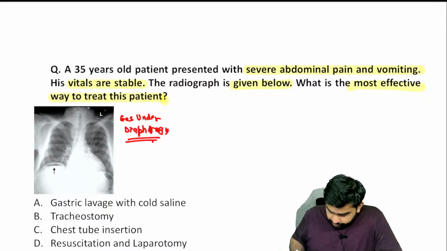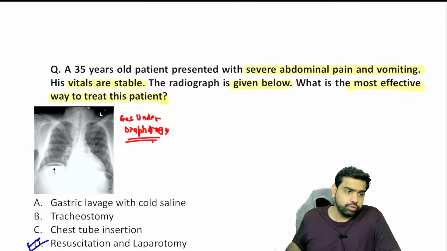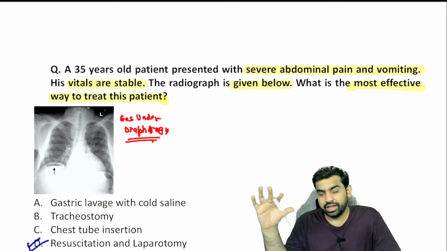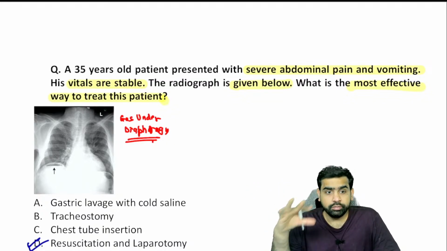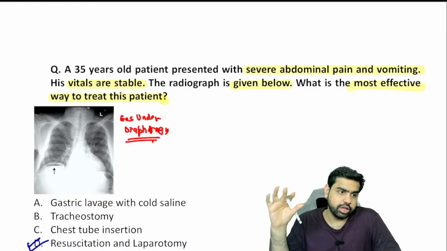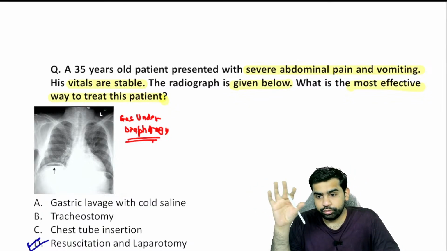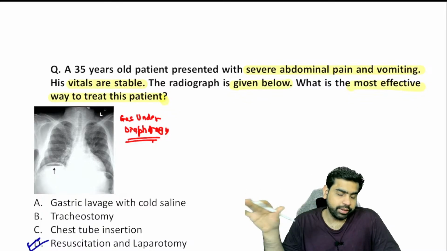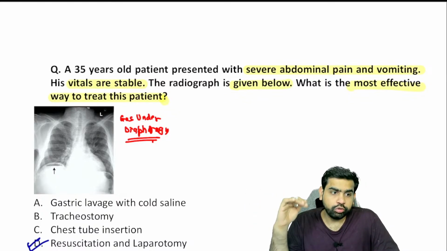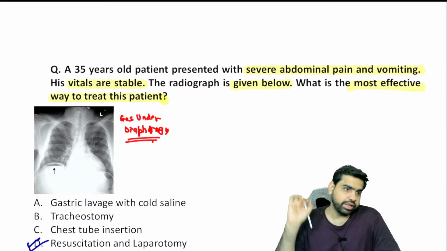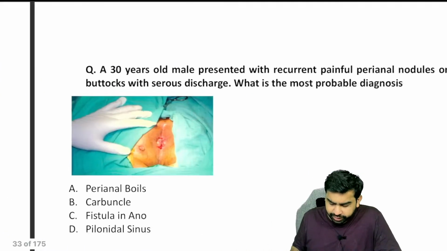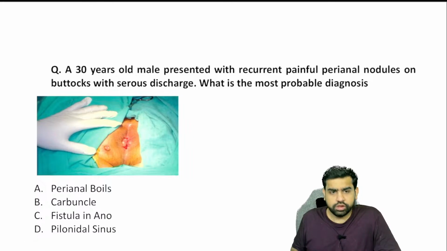resuscitation with an exploratory laparotomy. So whenever you have this gas under the diaphragm, then you have to perform resuscitation with an exploratory laparotomy. So it is not a cupola sign. Cupola sign is when you have gas under both the domes of the diaphragm. Okay, so that's a different story. This is simple gas under the diaphragm, which is denoting your visceral perforation.